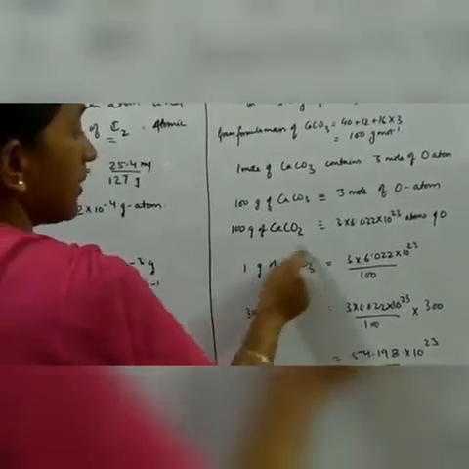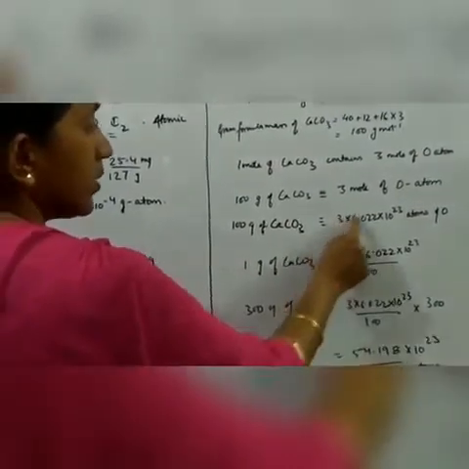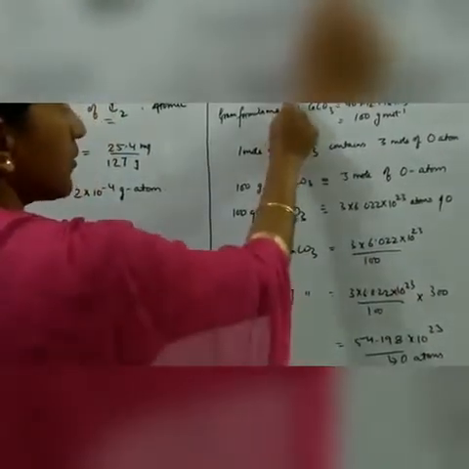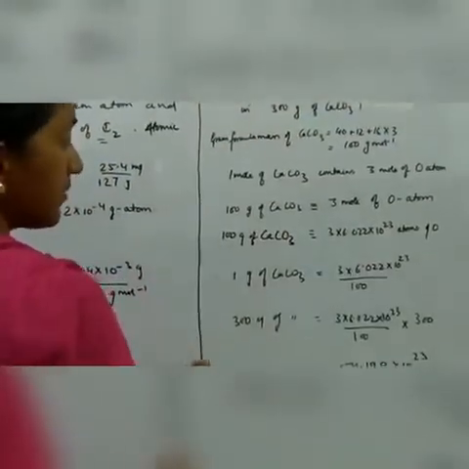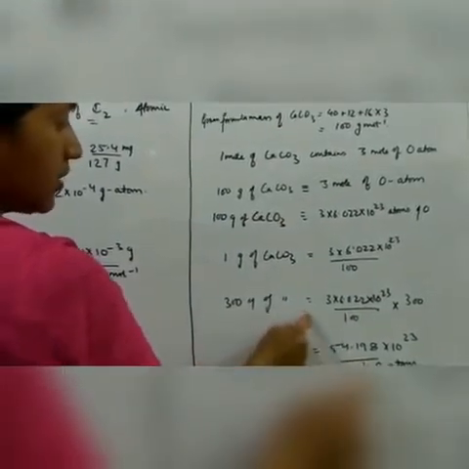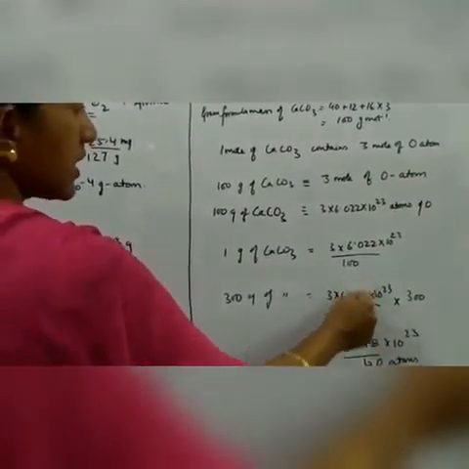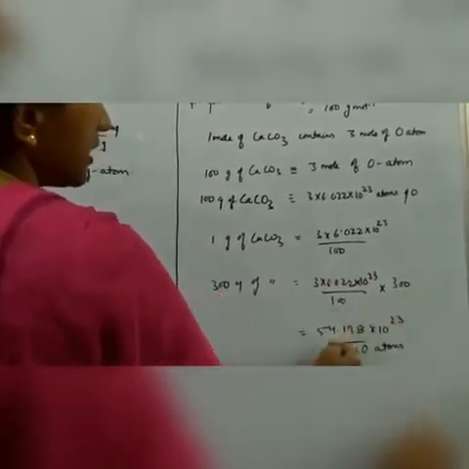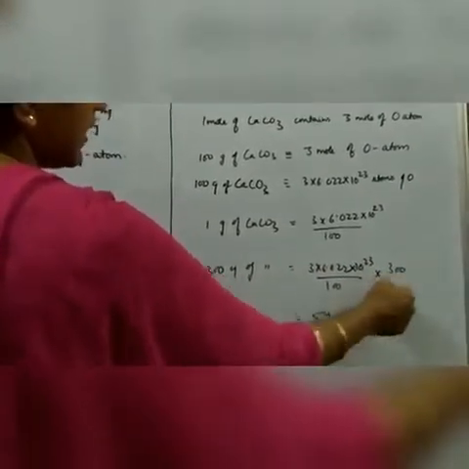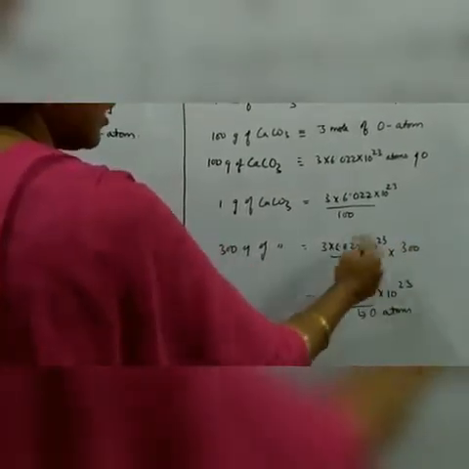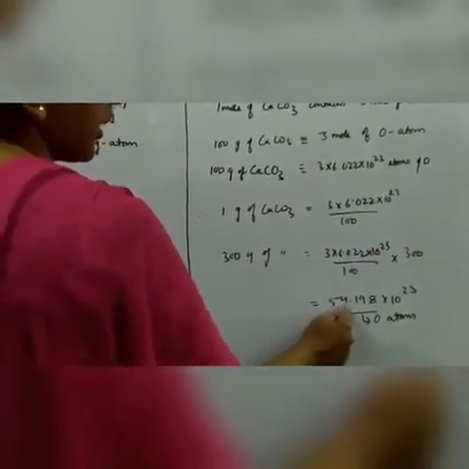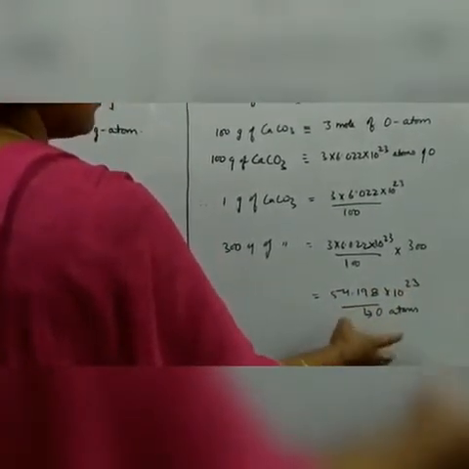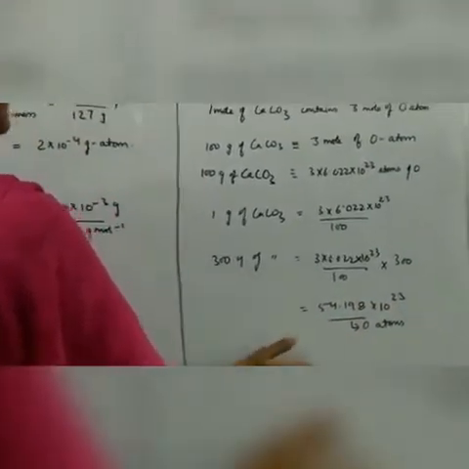So 1 gram of calcium carbonate will contain this number divided by 100, and the quotient you have to find for the 300 grams. So for 300 grams, it will be 3 into 6.022 into 10 to the power 23 upon 100, into 300. Just by solving this, 100 and 3 will cancel out, we multiply and you will get 54.198 into 10 to the power 23 oxygen atoms.